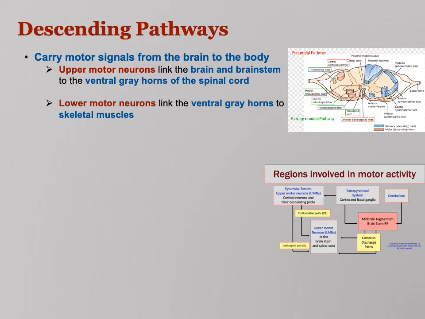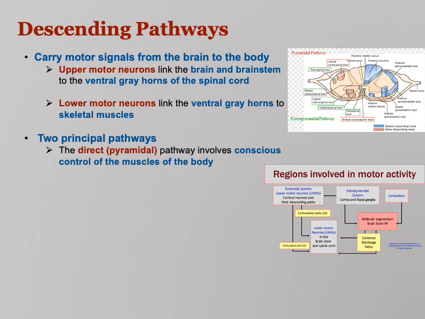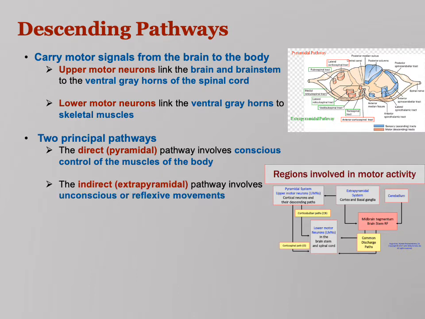Notice this is 2 neurons in this pathway. The sensory side had 3 neurons, first, second, third order. This has just 2, upper motor and lower motor. 2 principal pathways here. The direct or pyramidal pathway involves conscious control of the muscles of the body. The indirect or extrapyramidal involves unconscious or reflexive movements.